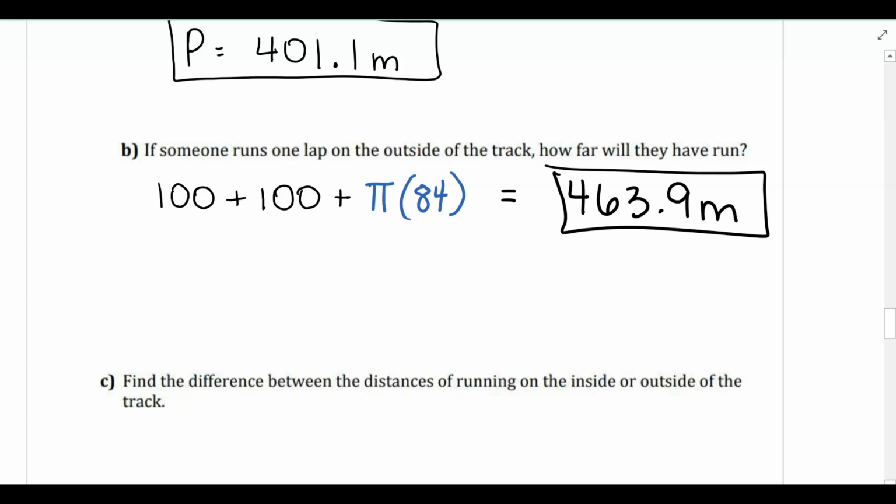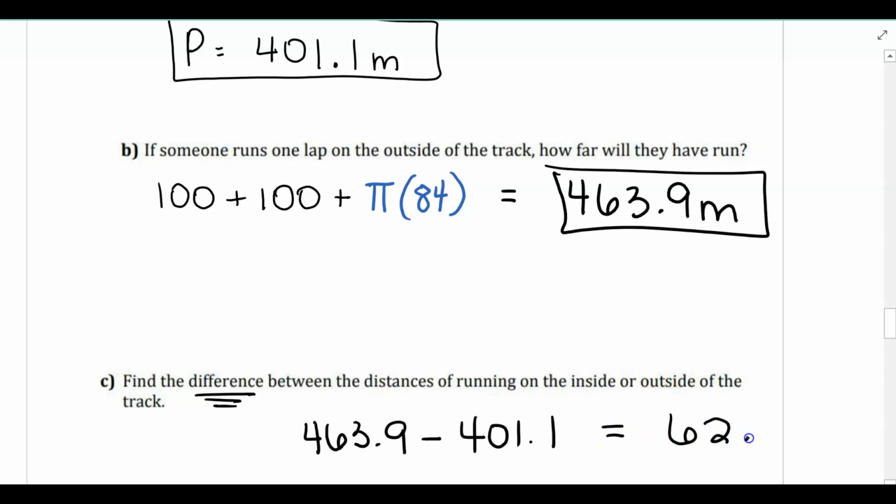Okay. And then our last question is to find the difference between the distances of running on the inside or the outer track. So we find the difference. Difference means I subtract 463.9 minus 401.1. I could have done that in my head. Sorry, 62.8 meters.